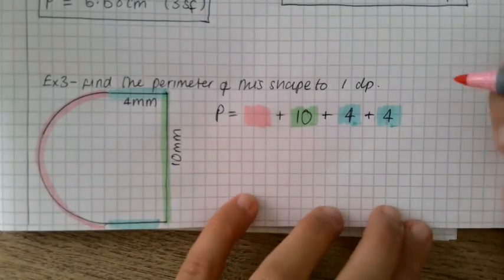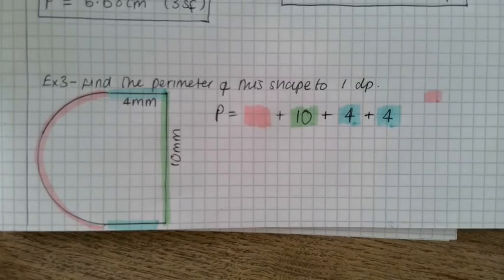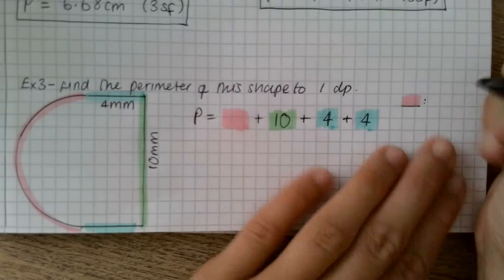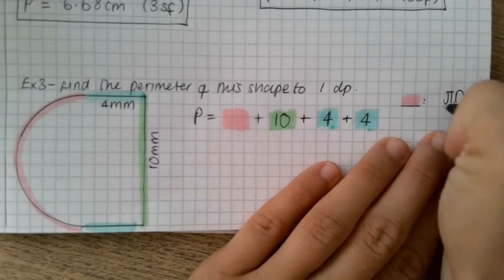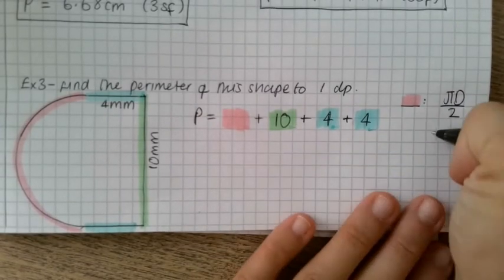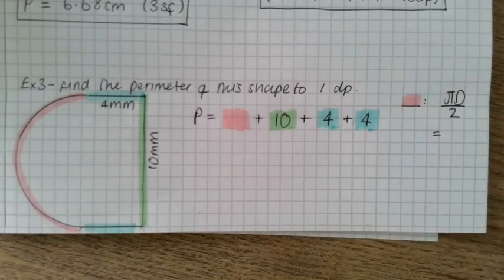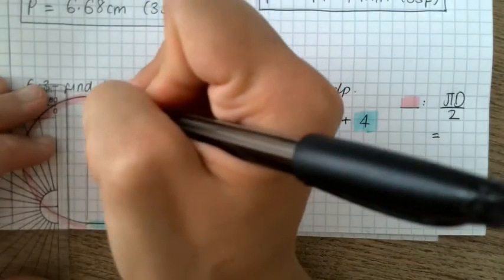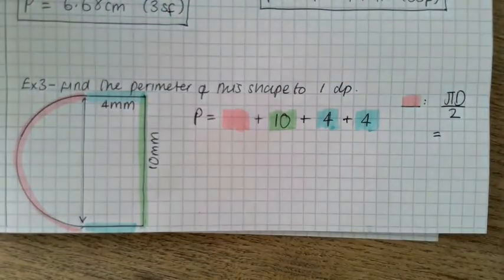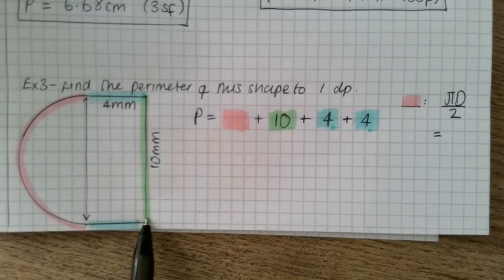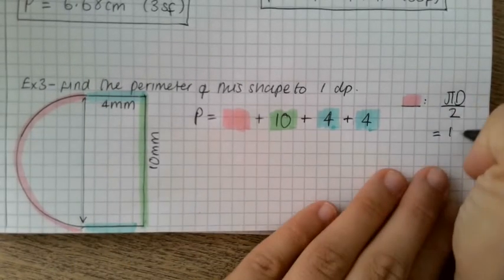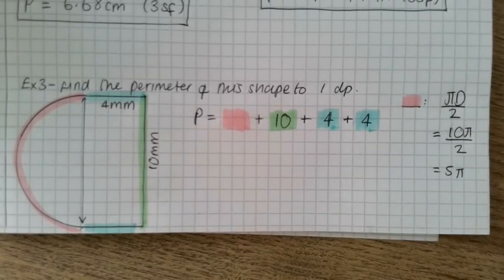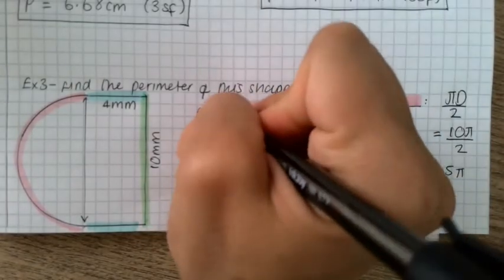So I'm going to do that over here. Now it's a semicircle, so it's half of a full circle, and a full circle is pi d, so I need to do pi d over 2. Now the diameter, you might think, I'm not sure what the diameter is. The diameter is going to be all the way across the circle like that, isn't it? And on our diagram we can see that's the same as that green length there, 10. So we're going to have 10 pi over 2, which is 5 pi. And I'm going to pop that into my perimeter equation, 5 pi.